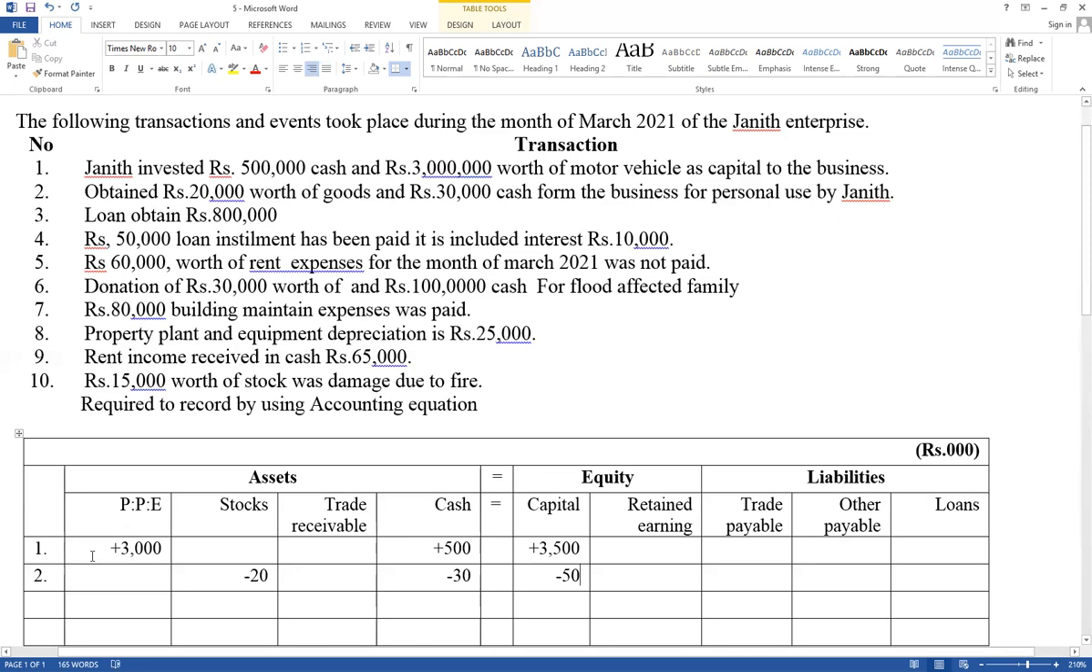First, think about capital introduced by owner, cash as well as motor vehicle. And the second transaction, drawings. And the third one, think about the third transaction, loan obtained 800,000. Loan obtained 800,000. It affects cash, an increase. Cash increases 800 as well as loan increases. Loan is a liability. Therefore, liability also increases 800. Cash increases and loan increases. Loan is a liability.